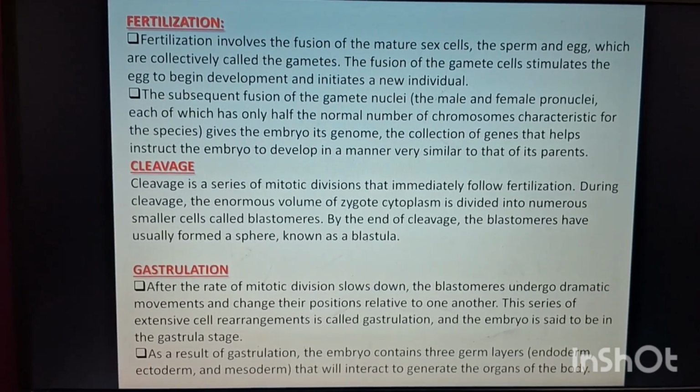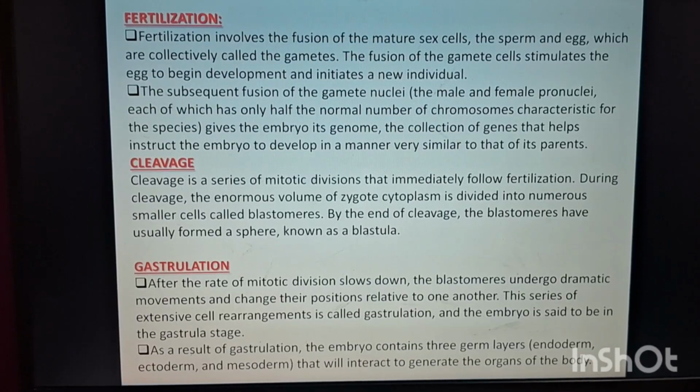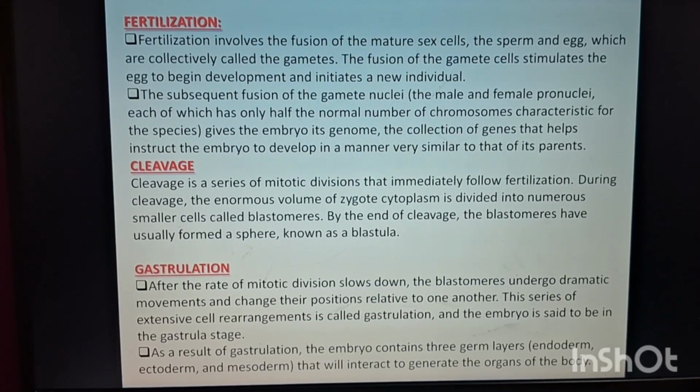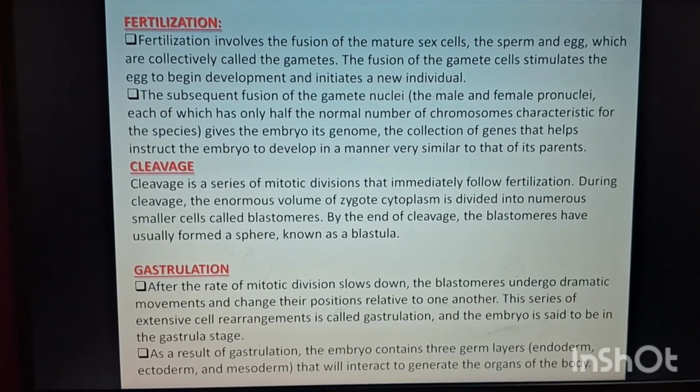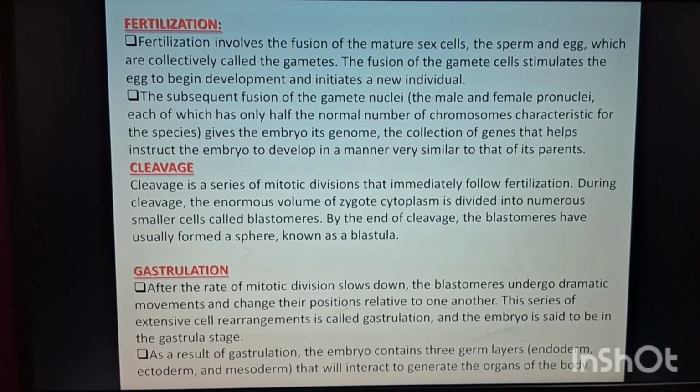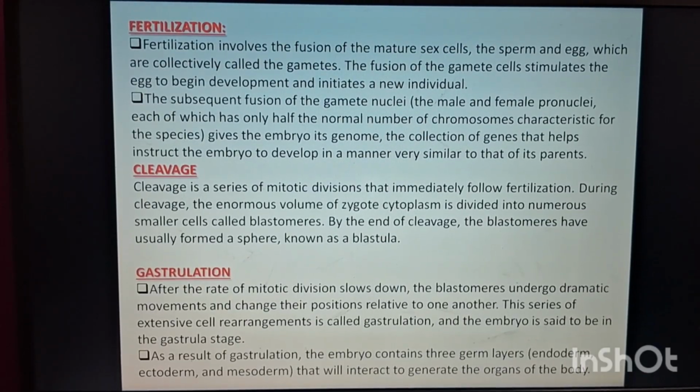Next process is gastrulation. After the rate of mitotic division slows down, the blastomeres undergo dramatic movements and change their positions relative to one another, and this series of extensive cell rearrangement is called gastrulation, and the embryo is said to be in the gastrula stage.